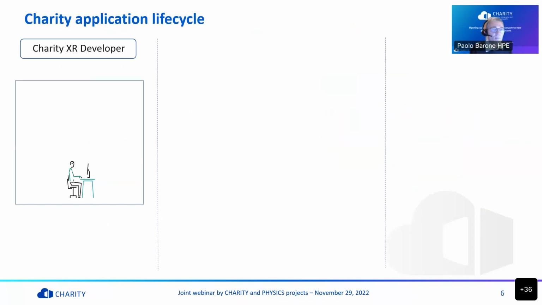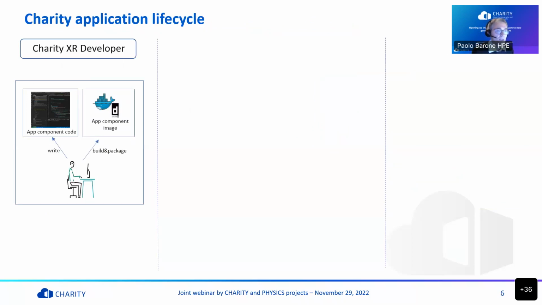Now that we have defined how an application is modeled, let's have a look at the life cycle of a Charity application. Obviously, everything starts with the development of the application. We have a developer that is developing code for the components of his application, and for each component, he will package them into an image. So far, the developer has worked in his local environment, and once he has the images available, he can start interacting with the AMF framework.